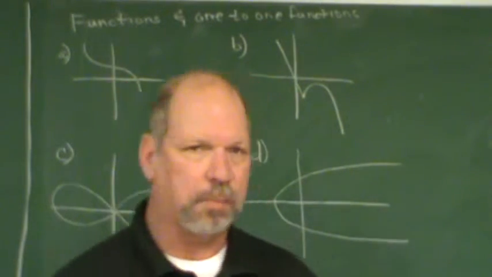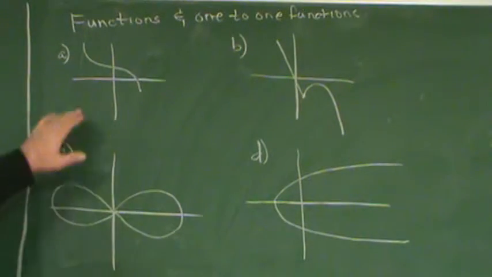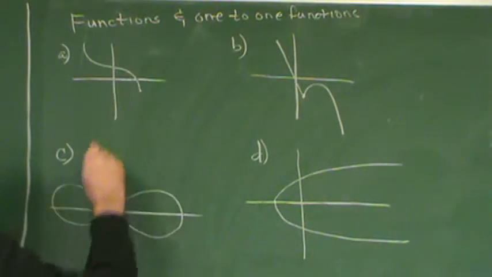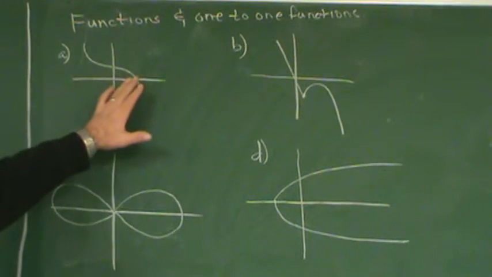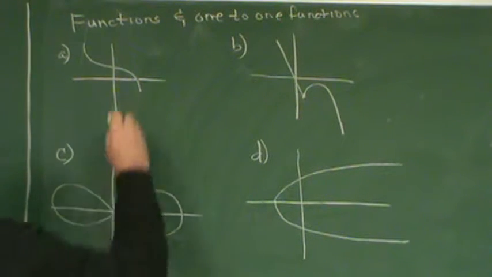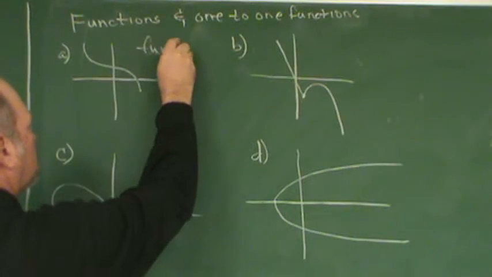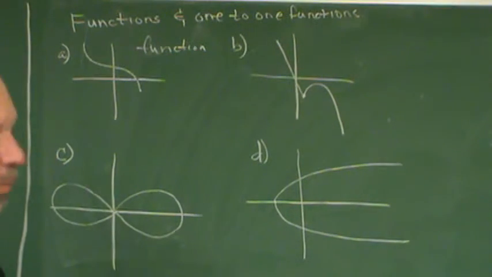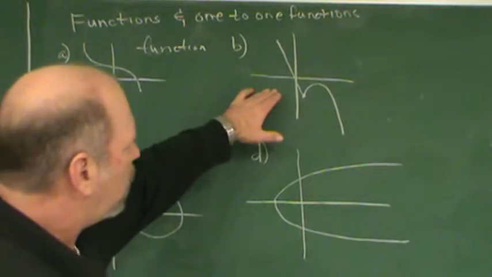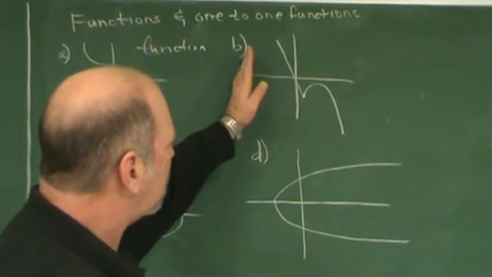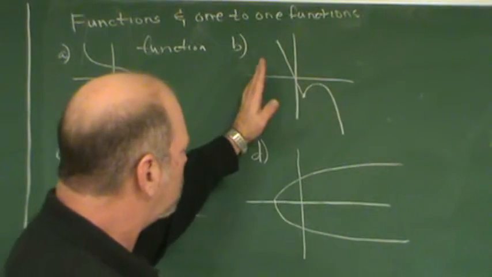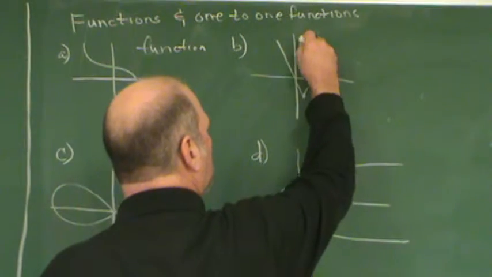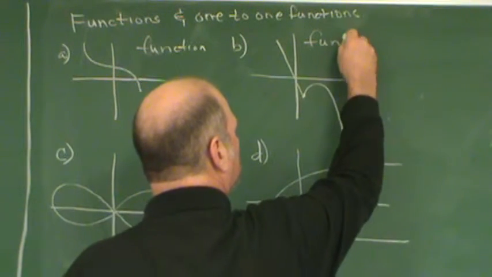Now, I've got a few examples on the board here. Look at this first example. Anywhere I draw a vertical line, I'm only going to hit that graph one time. So this guy is a function. We'll come back and get one-to-one in a minute. If you look at part B, once again, a vertical line anywhere is only going to hit this graph one time. So this guy is also a function.